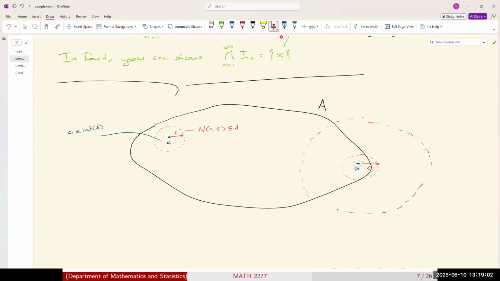Are we allowed to do that? The answer is yes. You see, for an interior point, the neighborhood must lie entirely within the set. For a limit point, I didn't say the neighborhood has to always be inside the set A, right? That's the power of the limit point.